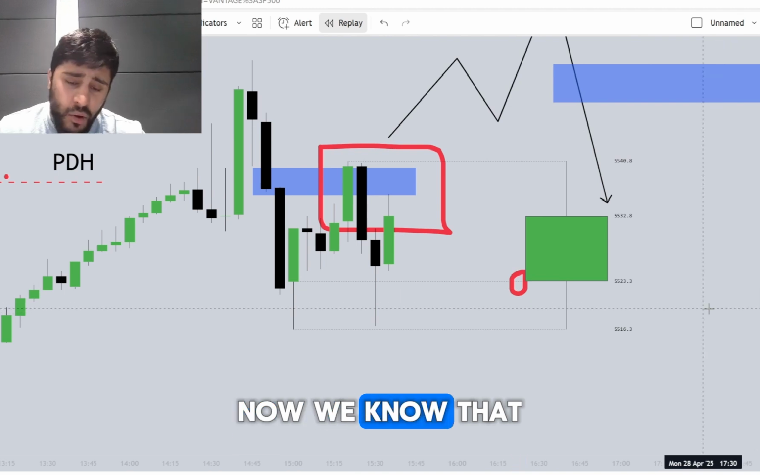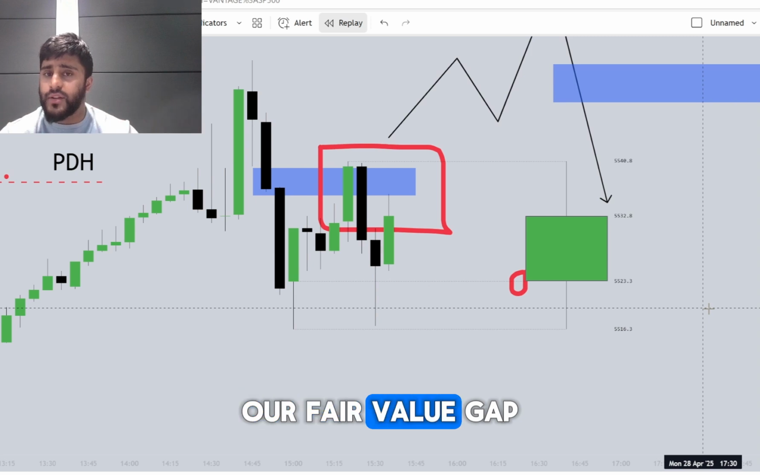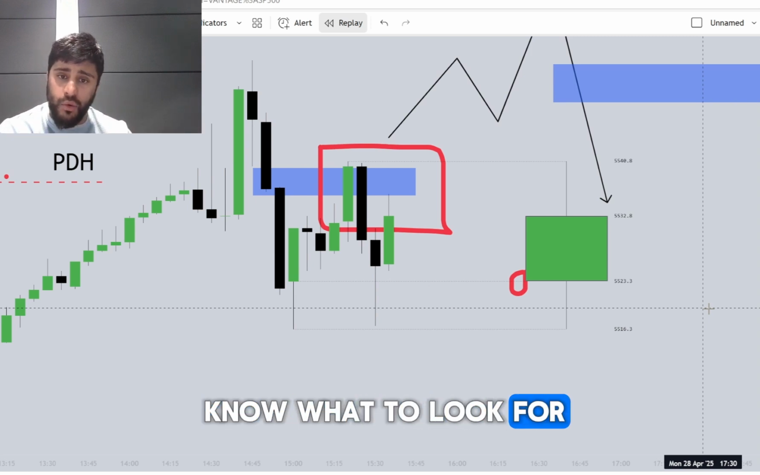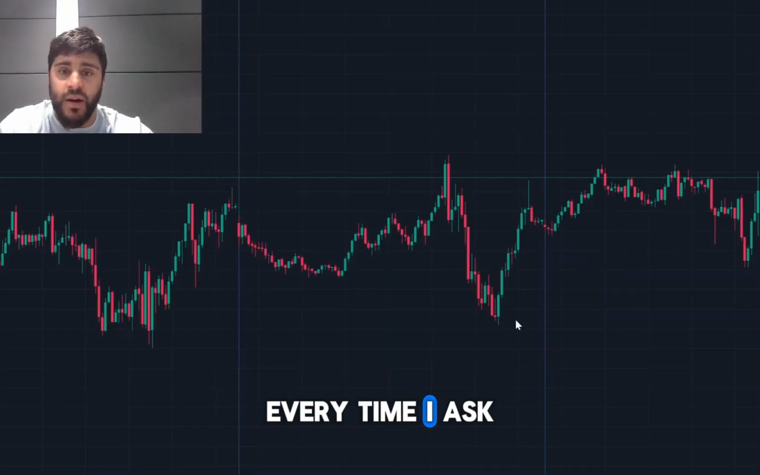Now, we know that we're above the 10 a.m. Eastern, so we know where to trade from. We have our blue zone, our fair value gap. Now we need to know what to look for. Now, what are you looking for? This is the question that stumps everyone every time I ask them, right?